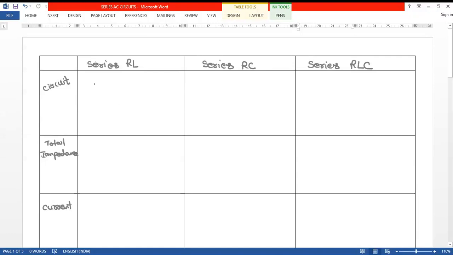AC circuits part 1, series AC circuits. Series RL circuit. A series RL circuit has a resistor and an inductor R with reactance XL. V is the input voltage source, a sinusoidal source.